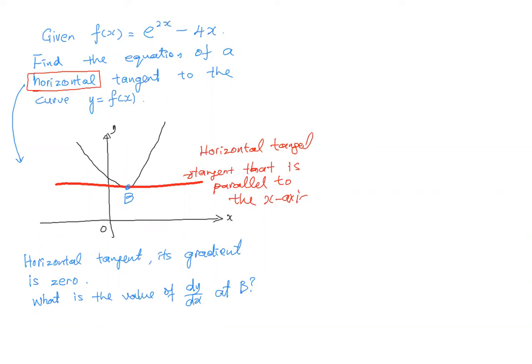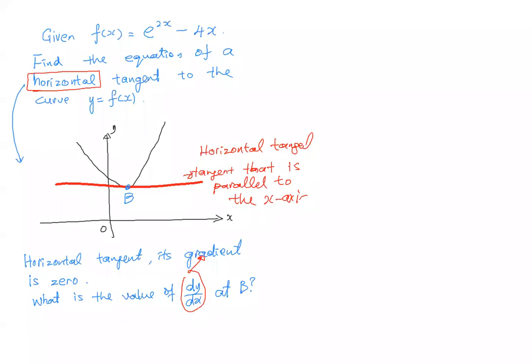Yeah, Nicholas? What is the value of dy dx at B? Equal to y. Huh? dy dx represents what? The gradient. dy dx represents the gradient. Horizontal tangent, gradient is 0. So what is the value of dy dx at B? 0. Yeah.